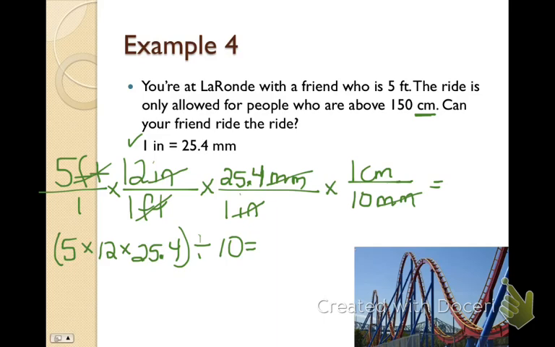So this ends up being, let's see, 152.4 centimeters. So your friend is tall enough to ride the ride.